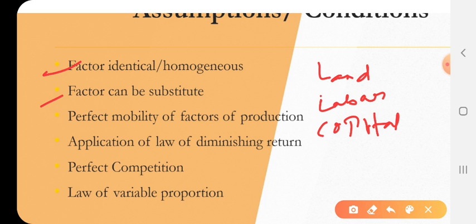And the second point is that the factors can be substituted. Factors can be substituted means we are able to replace the particular factor. Okay, that should be there. So conditions are there to manufacture the particular product.